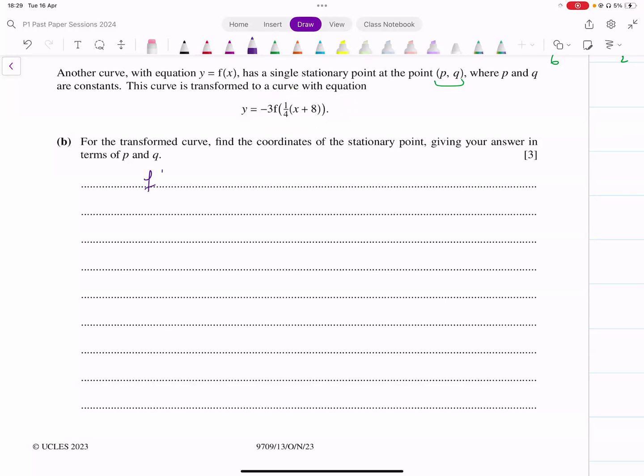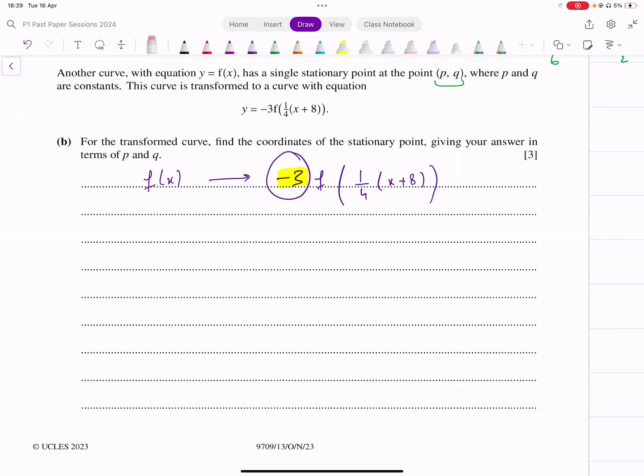Now, how is the curve changing? It's going from f of x to minus 3 f of 1 over 4 into x plus 8. You see, they've done something very similar here as well. They've introduced an extra bracket here. And what that does is that it reverses the order of transformation. Okay, now let me explain what that means. So what transformations do we have first of all? We've got minus 3. What does minus 3 mean? This is the first transformation, right?